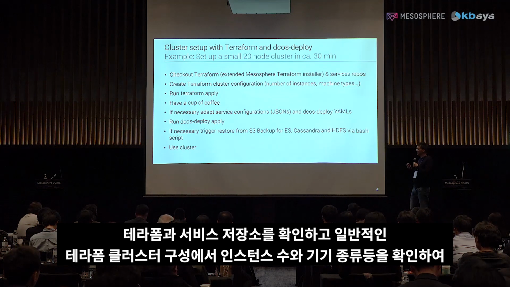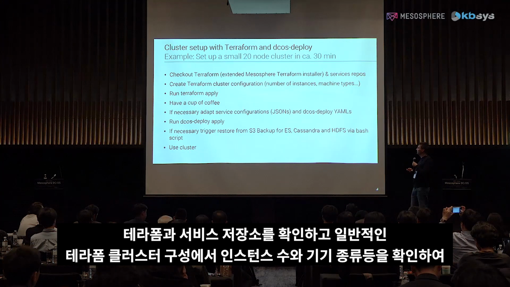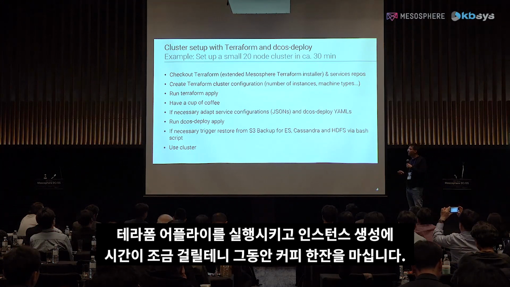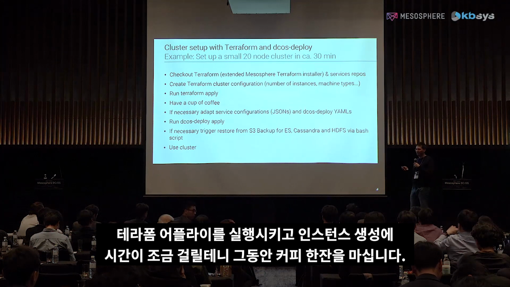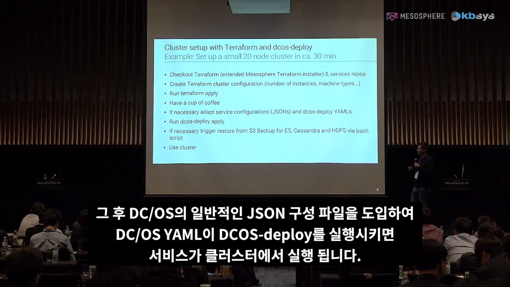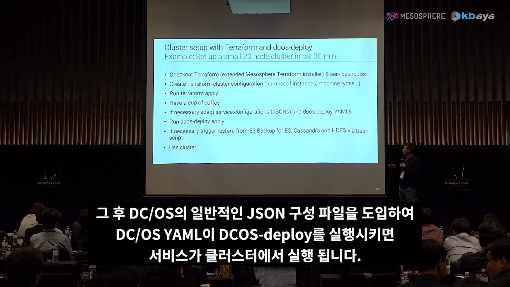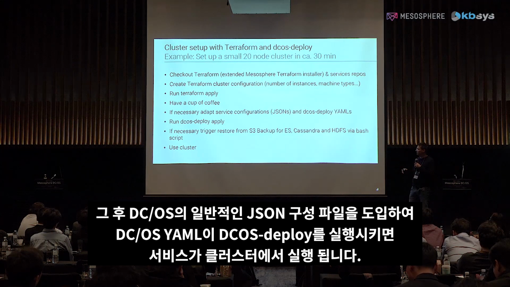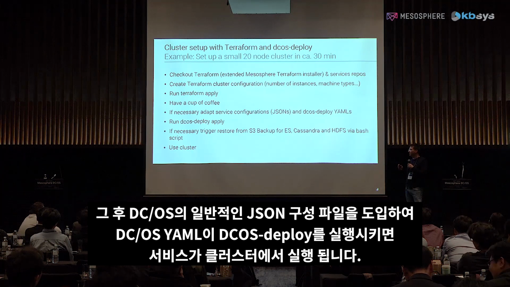Then you create your Terraform cluster configuration, just a regular Terraform file where you specify the number of instances and machine types. You run Terraform apply, probably have a cup of coffee because it takes some time till the instances have been spun up. And then you can adapt the regular JSON configuration files of DC/OS and the DC/OS YAMLs. You run DC/OS apply, then the services get provisioned onto the cluster.